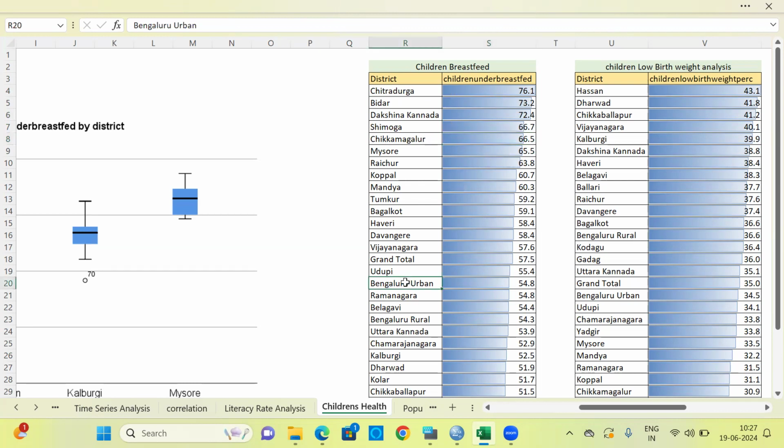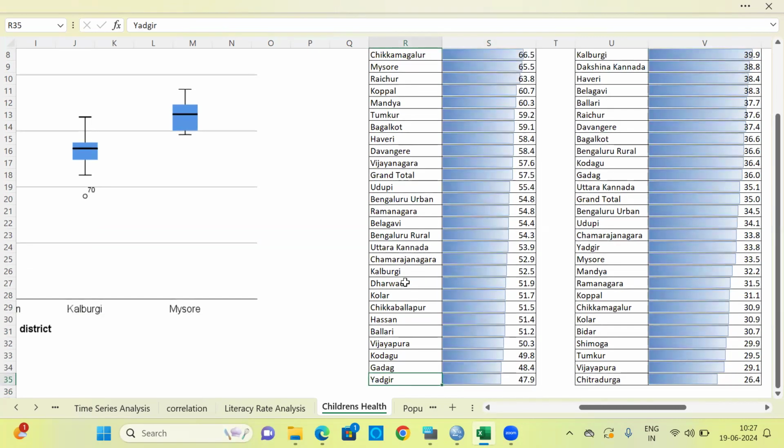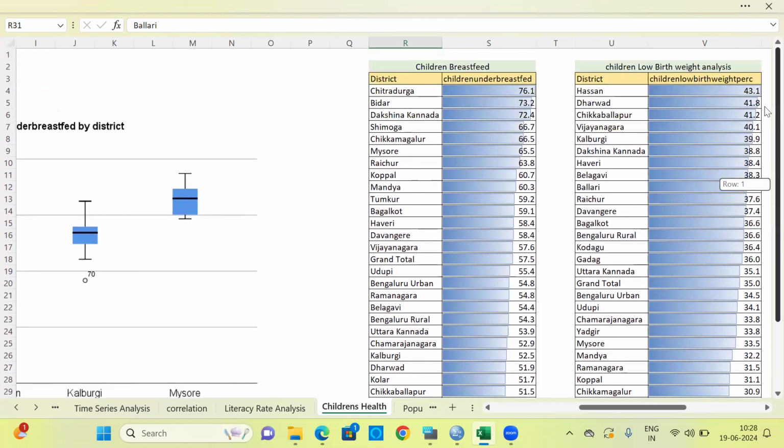What are some of the districts which are doing quite well? Here you can see Yadgir, Gadag, Kodagu, Vijaypura, and Ballari district, which are relatively better.